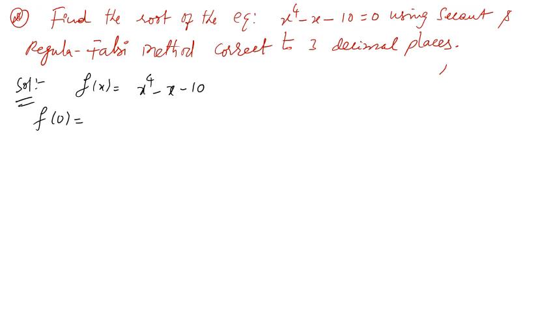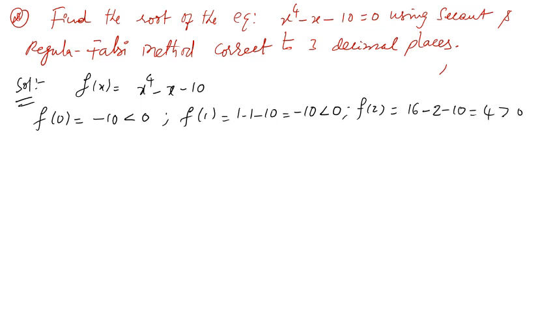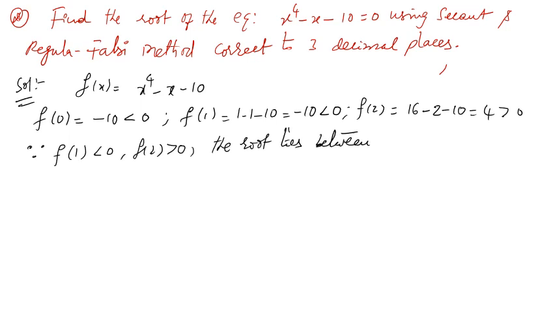x equal to 0. Then this is negative 10, so negative value. Put x equal to 1. Then this is 1 minus 1 minus 10, which is also minus 10, negative. Let us take f of 2, x equal to 2. This is 16 minus 2 minus 10, that is 4, positive. Since f of 1 is less than 0 and f of 2 is greater than 0, the root lies between 1 and 2. Therefore x0 value is 1, and x1 value is 2.